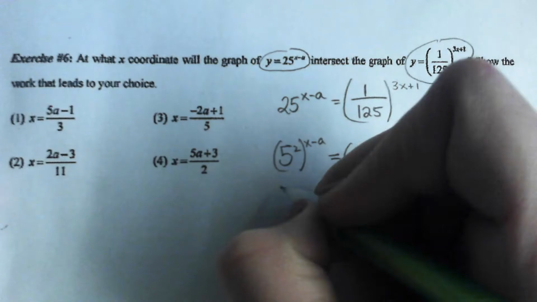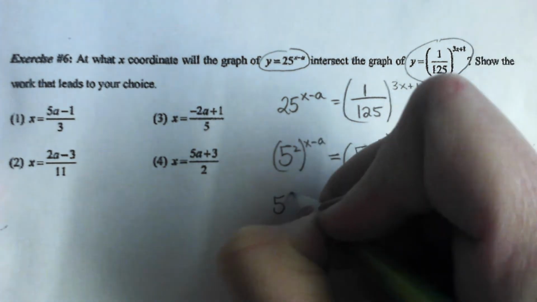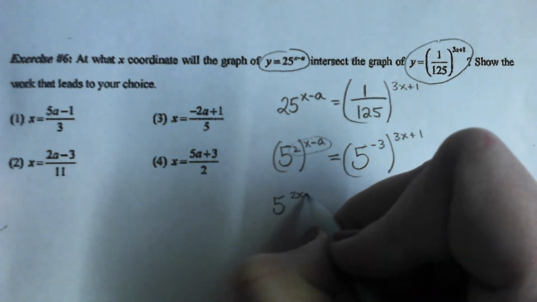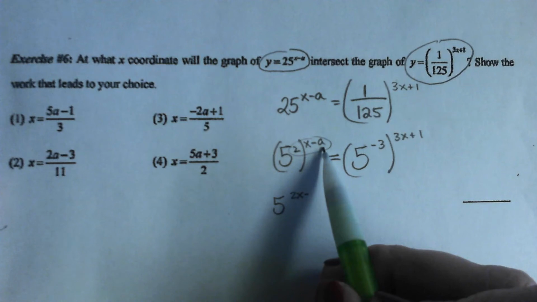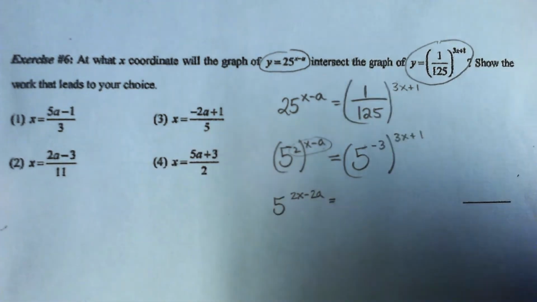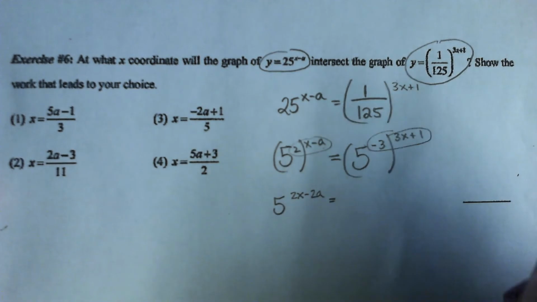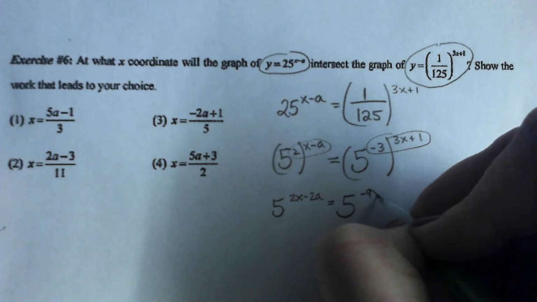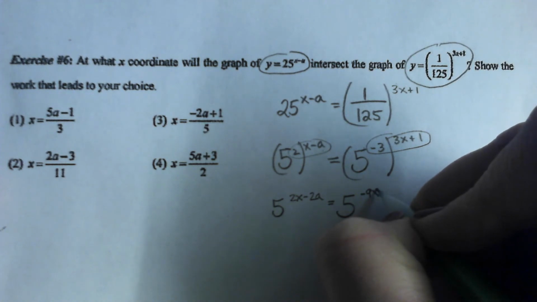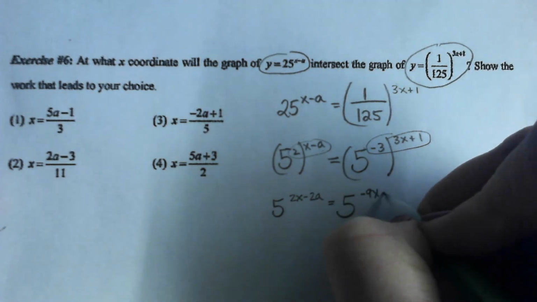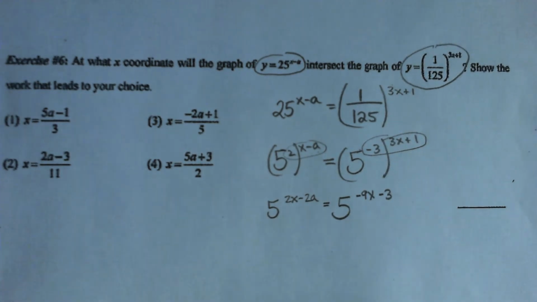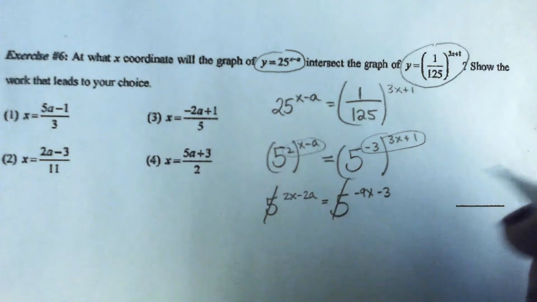Power to power, multiply. So 5 to the... Faye, what's this exponent going to be? No, that's an A. You thought it was a 9, huh? 2A. And what's this exponent going to be, Natalie? Say it again. Did you say X? Okay, good. So 5 on both sides, cancel.